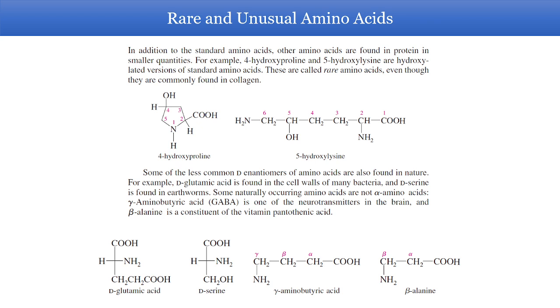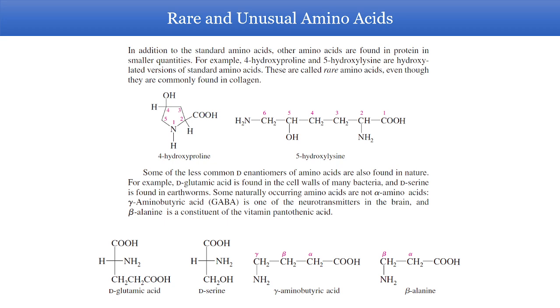Now, some of the less common D-enantiomers of amino acids are also found in nature, generated by different kinds of bacteria. Some can be toxic, some can be beneficial for a bacterium. For example, D-glutamic acid is found in the cell walls of many bacteria, and D-serine is found in many earthworms.